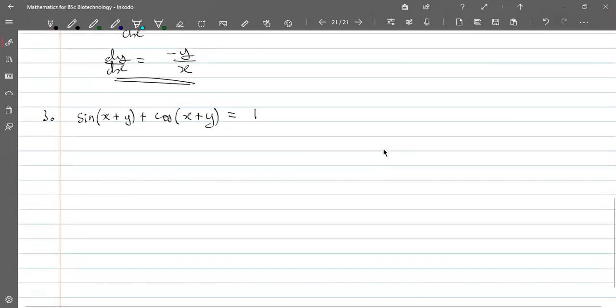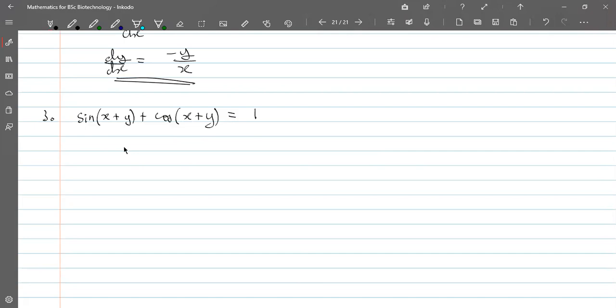Now, really, you cannot solve for y because you have sine and cos. Even if you take sine inverse, for example, here you get x plus y and you get sine inverse of cos of x plus y. And you cannot do anything further with that. So you have y in here and y in here. So the only option is to differentiate with respect to x implicitly.